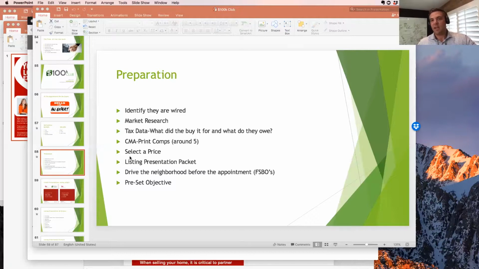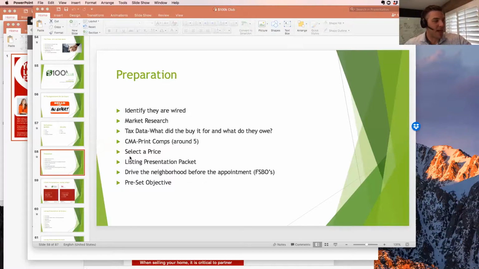Too many people walk in and say, I think your house is worth 285, and the seller's like, well, I think it's worth 315, and the agent's like, oh, great, it's worth 315. Let's do this, with no statistical evidence behind it, and you're shooting yourself in the foot. You're taking a listing that's unmarketable at that price, and you're going to create some uncomfortable conversations for yourself with that seller down the road.